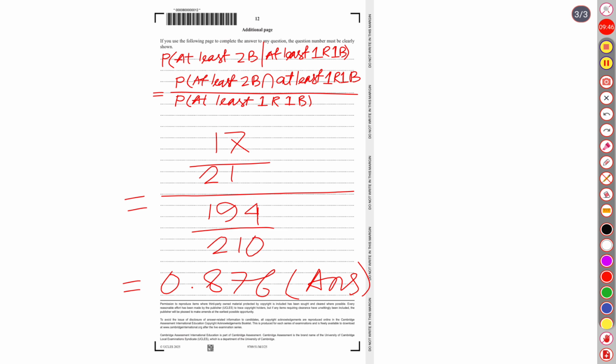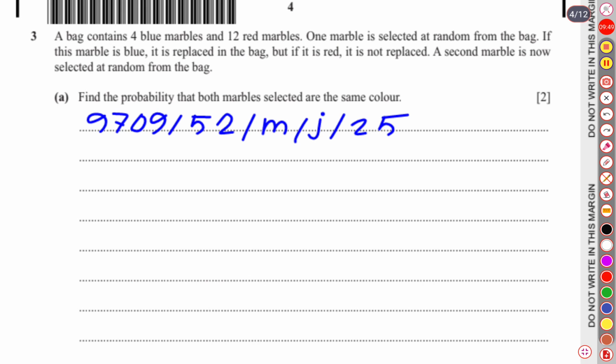Let's see the next question. The next question has been selected from paper 9709/52 for the session May/June 25, and question number 3 belongs to our discussed topic. The question says: a bag contains 4 blue marbles and 12 red marbles. One marble is selected at random from the bag. If this marble is blue, it is replaced in the bag, but if it is red, it is not replaced. A second marble is now selected at random from the bag. The first question says find the probability that both marbles selected are the same color.